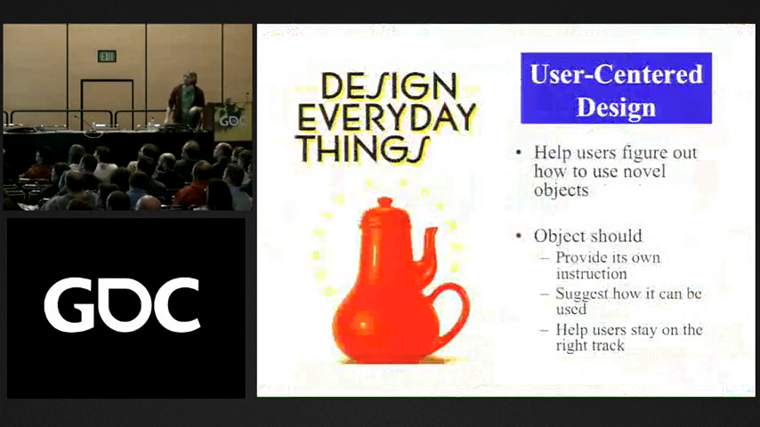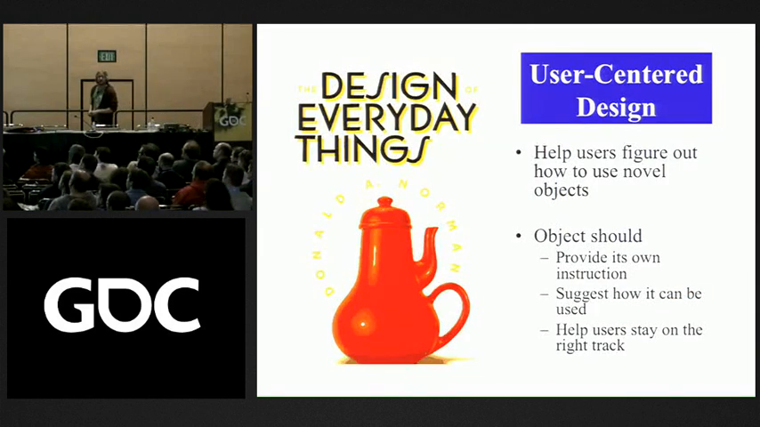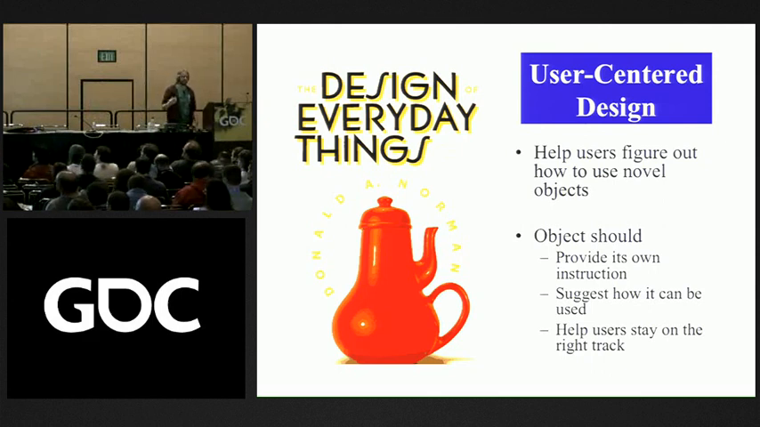The specific type of user interface design I want to talk about is user-centered design. Who's read this book, The Design of Everyday Things by Donald Norman? Okay, it's a good showing. If you haven't and you like this topic, it's a great book to read. Basically, it's about helping a user figure out how to use an object they've never seen before. The principle is that the object should provide its own instruction. It doesn't need a manual. It just teaches you how to use it itself. It suggests the ways it can be used, and it helps you stay on the right track when you're trying to get something done with it.